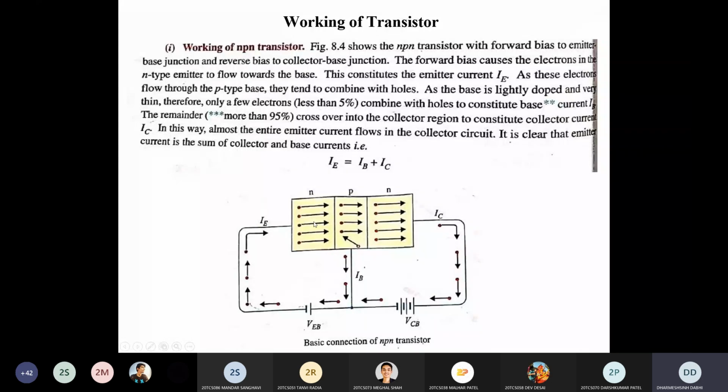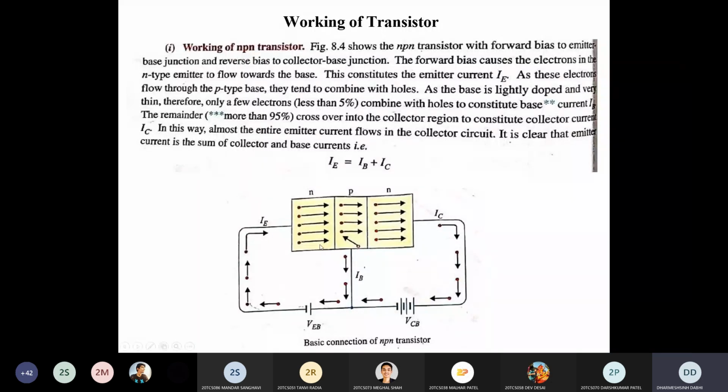Clear? So here, what are the majority charge carriers in this emitter layer? Anyone? Give me the answer. Electrons, because this is the N layer. Clear? So the majority charge carriers in an NPN type of transistor are electrons. So now the current flowing into this transistor is because of what? Because of electrons.